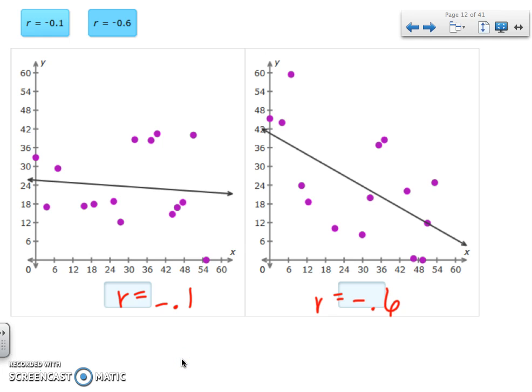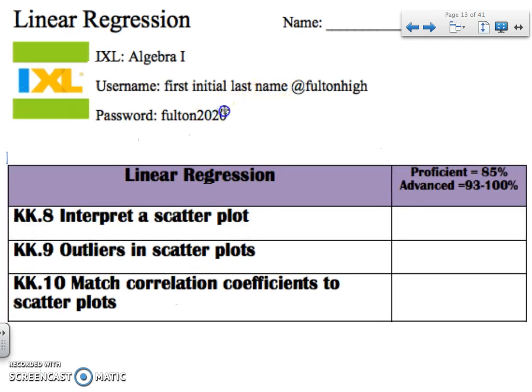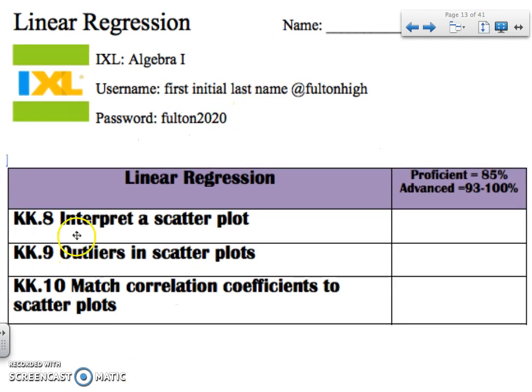Okay. All right, so now you get to practice on your IXL. So K8 is interpreting a scatter plot, so positive, negative, no correlation. K9 is going to be finding outliers, so find the points that are outside of your data set. And then 10 is going to be matching the correlation coefficient to scatter plots, like how we just did.